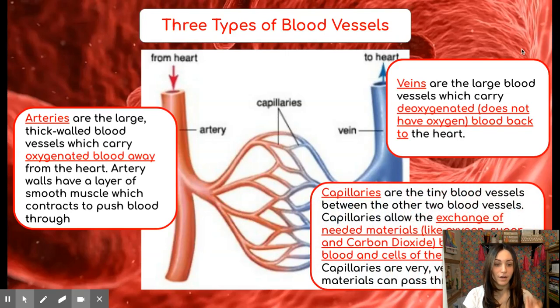Finally, we have capillaries. Capillaries are the very, very small, tiny blood vessels which are found between the other two blood vessels. Although they are small, they have a very important function. Capillaries are where gas exchange and material exchange takes place, meaning where materials such as oxygen, sugar, and carbon dioxide are passed from the bloodstream to the cells or vice versa, from the cells back to the bloodstream. One reason that capillaries are so tiny and thin is so that these materials can easily pass from the capillaries to the cells and from the cells back into the capillaries.